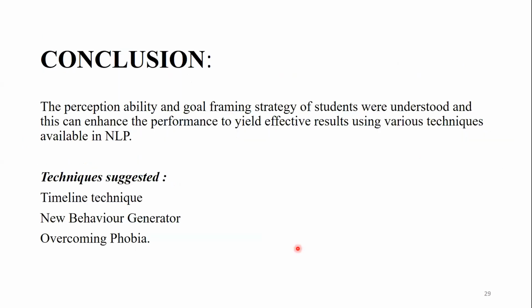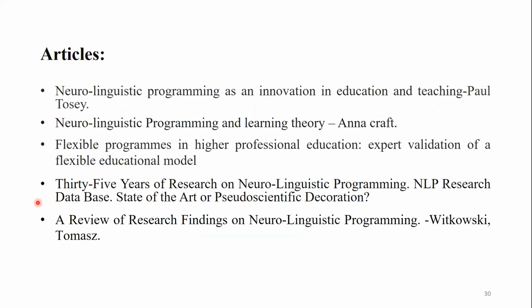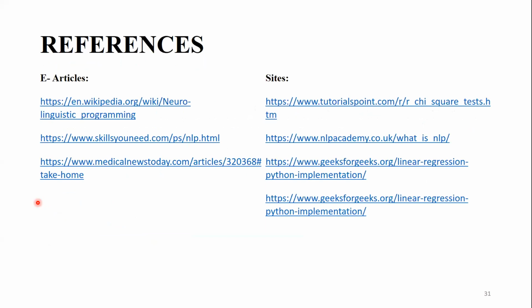So what I was trying to say is that the perception ability and goal framing strategy of students is very much required to enhance and boost their performance to yield effective results. And these are the suggested techniques for a student to enhance their performance. In neuro-linguistic programming, these are a few techniques they follow to yield effective results. First one is the timeline technique. Second one is the new behavior generator. And third one is overcoming phobia. And these are the articles that I have referred to, and my references.